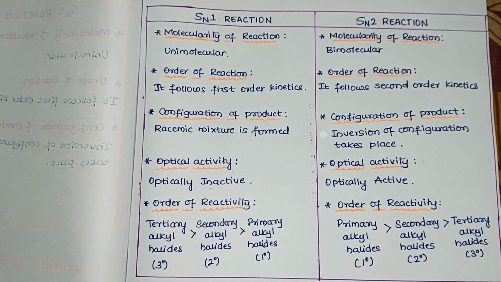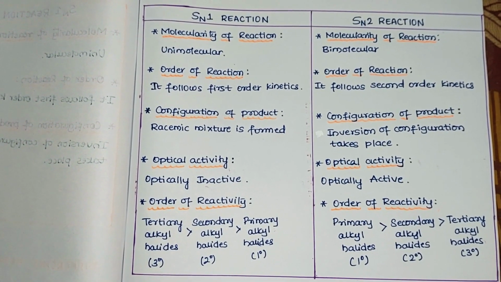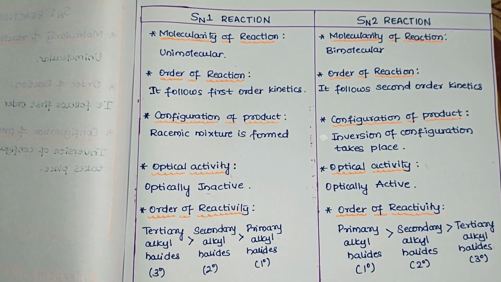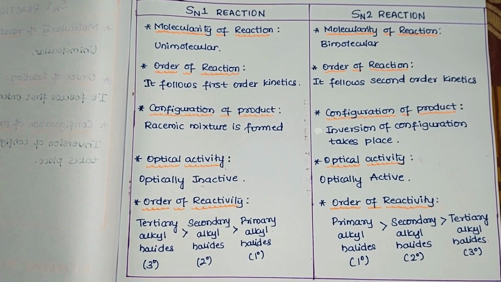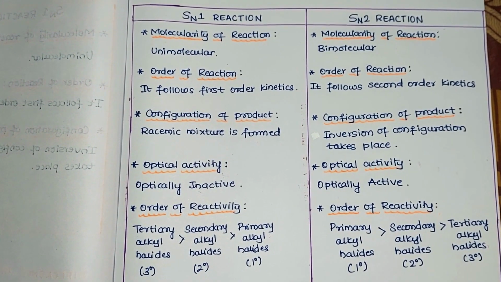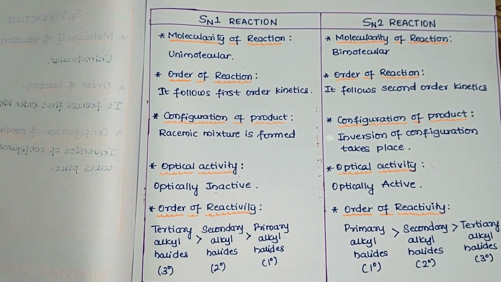The order of reactivity in case of SN1: tertiary alkyl halides are more reactive than secondary, and secondary alkyl halides are more reactive than primary. Whereas in case of SN2 reaction, primary alkyl halides are more reactive than secondary, and secondary than tertiary.